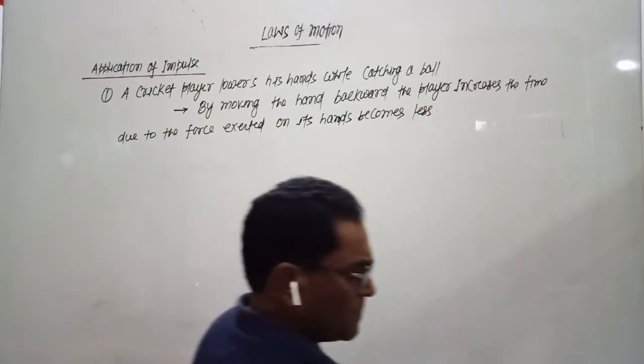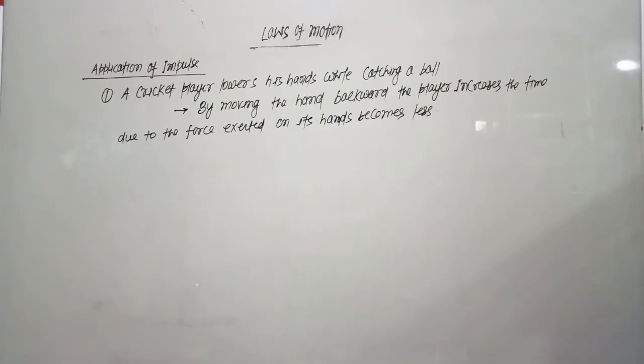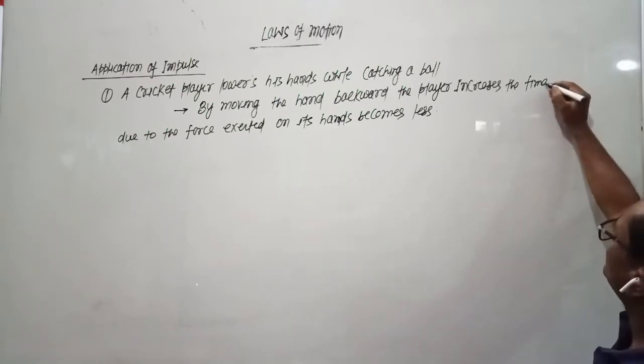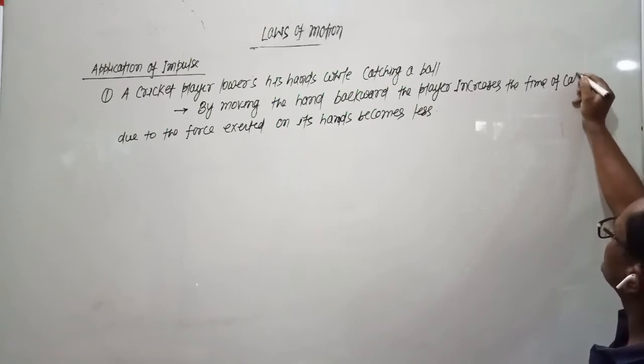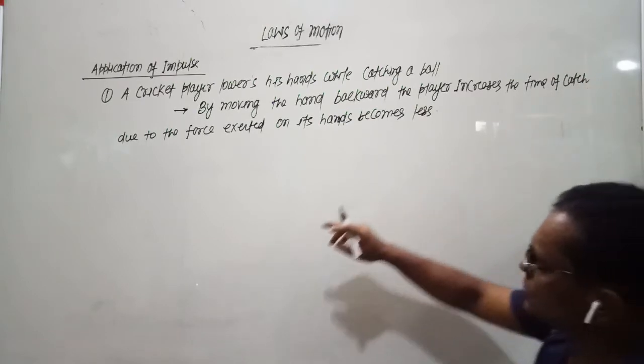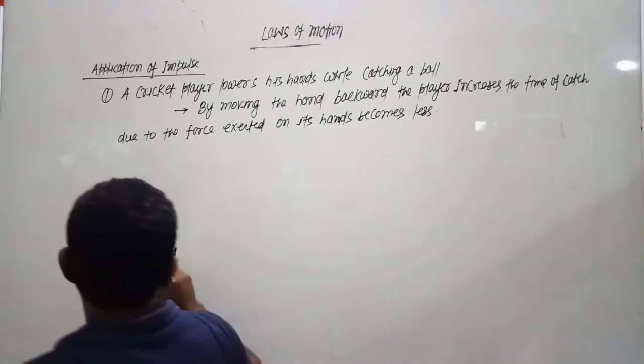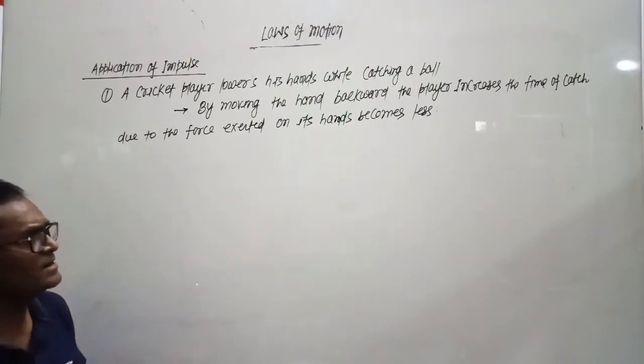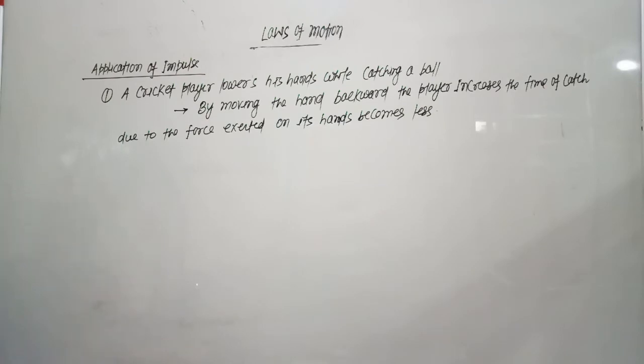This is the reason in examination the question would be asked: why does a cricket player lower his hands while catching a ball? So the answer will be: a cricket player lowers his hand while catching a ball because by moving the hand backward, the player increases the time of catch, and due to this the force exerted on his hand becomes less.